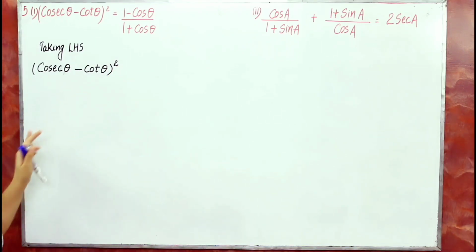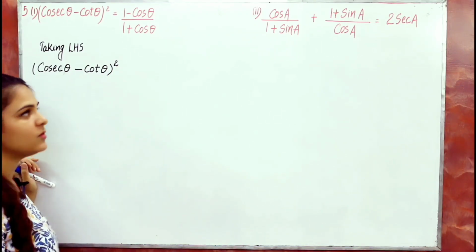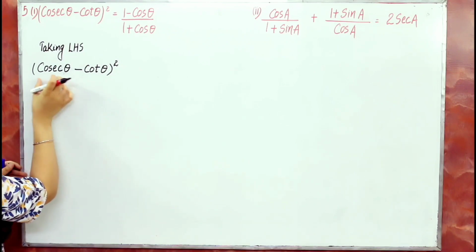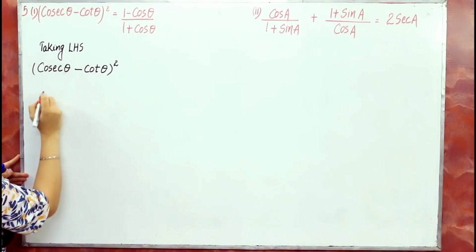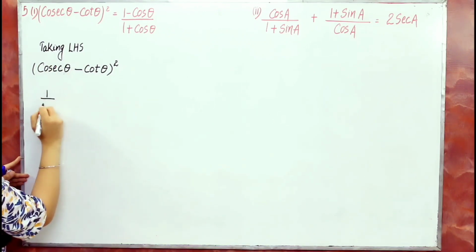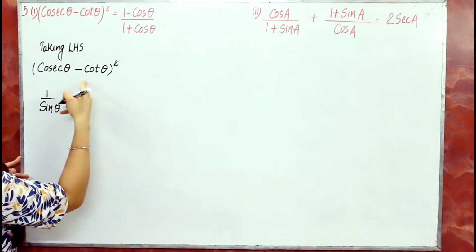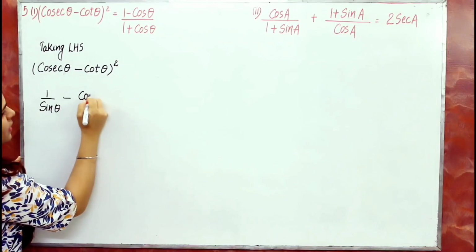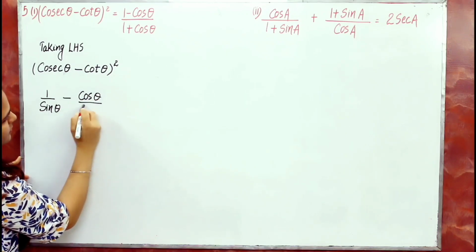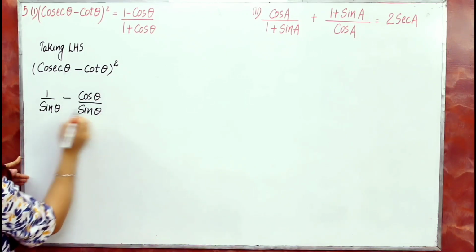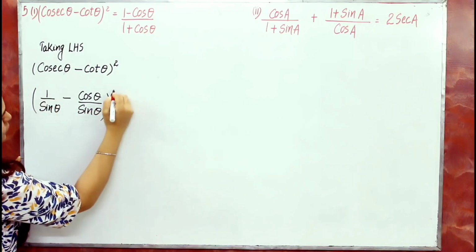Now we have to modify our functions into sine and cos. So you will convert this cosec theta in the form of sine theta by taking reciprocal. Cosec theta is equal to 1 upon sine theta, and cot theta is cos theta upon sine theta, whole square.